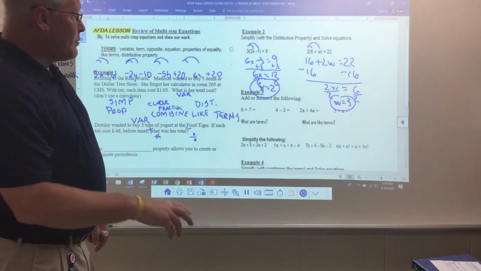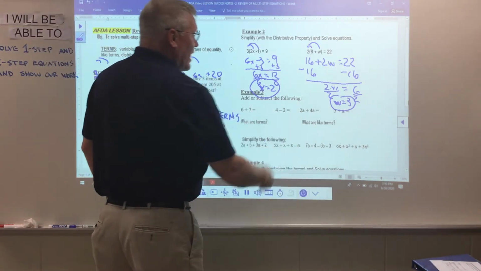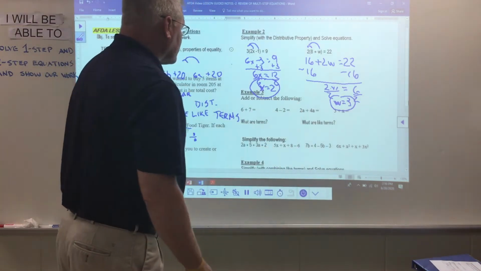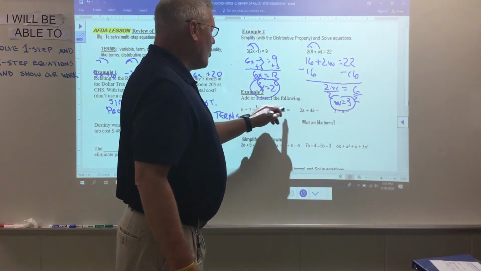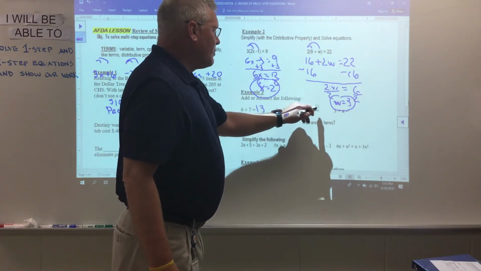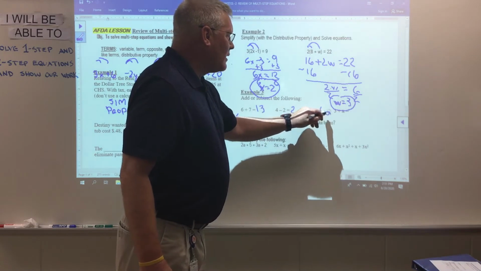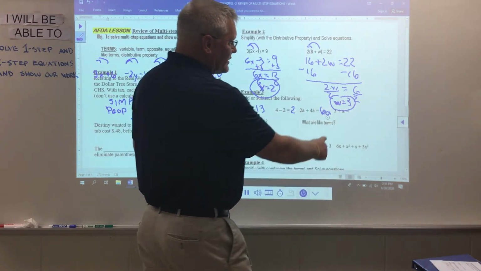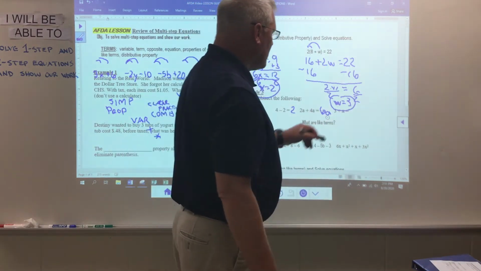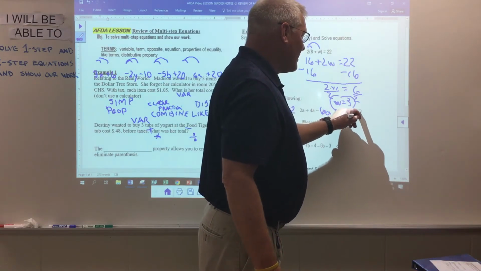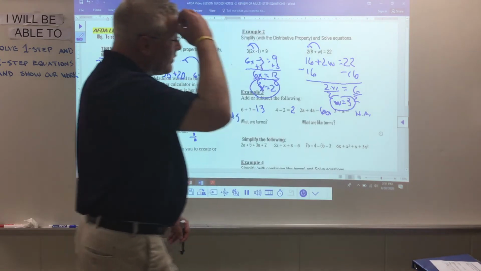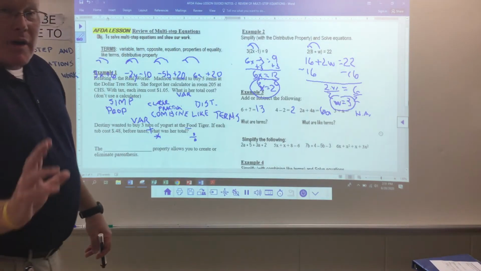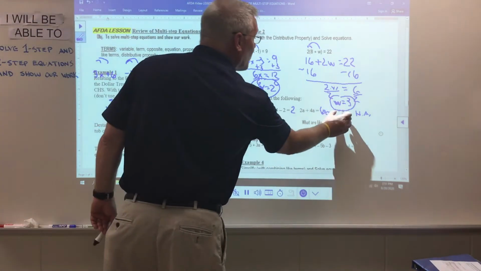Now, let's look at example 3. Let's add or subtract these guys right here. So we have 6 plus 7. We all know that's 13. 4 minus 2 is 2. 2a plus 4a is 6a. And over here, it's got 3 plus x. We can't add, so no addition can take place there for that guy. We're going to talk about why we can't add these together right now.